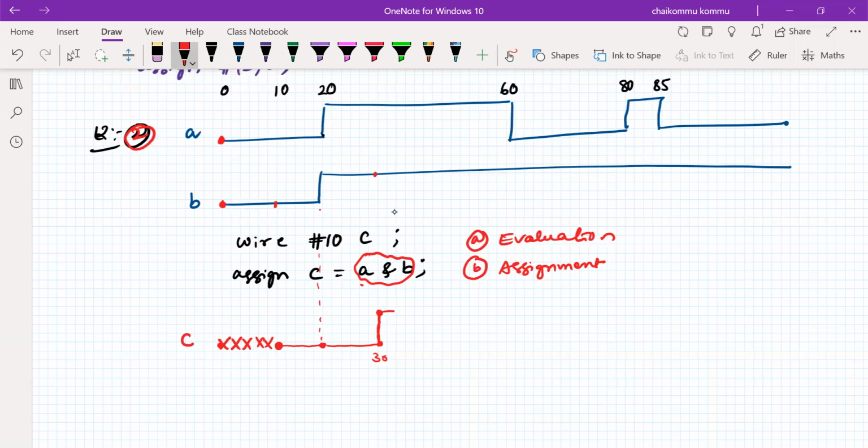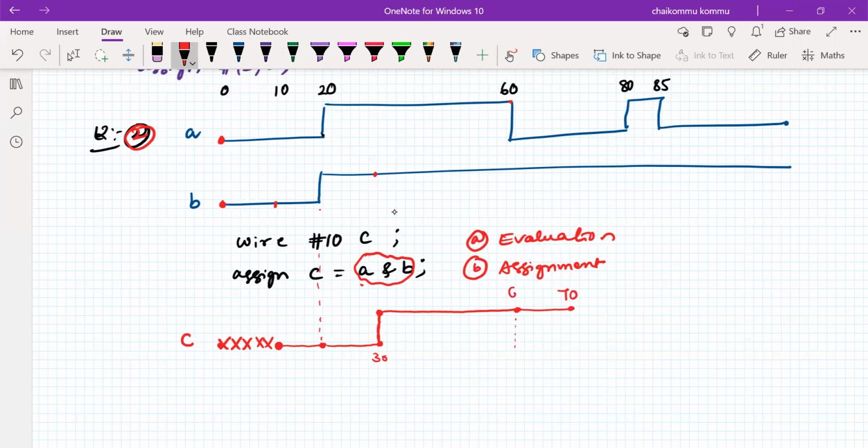It goes on and on because there are no changes in A and B. At 60 nanoseconds, again it finds that there is a change in A, but there is no change in B. Anyway, if A and B are changing, this assignment will be computed. What is the value of this one? It has to go to logic 0, but it cannot go to logic 0 instantaneously. It has to wait for another 10 nanoseconds, so at 70 it will go.